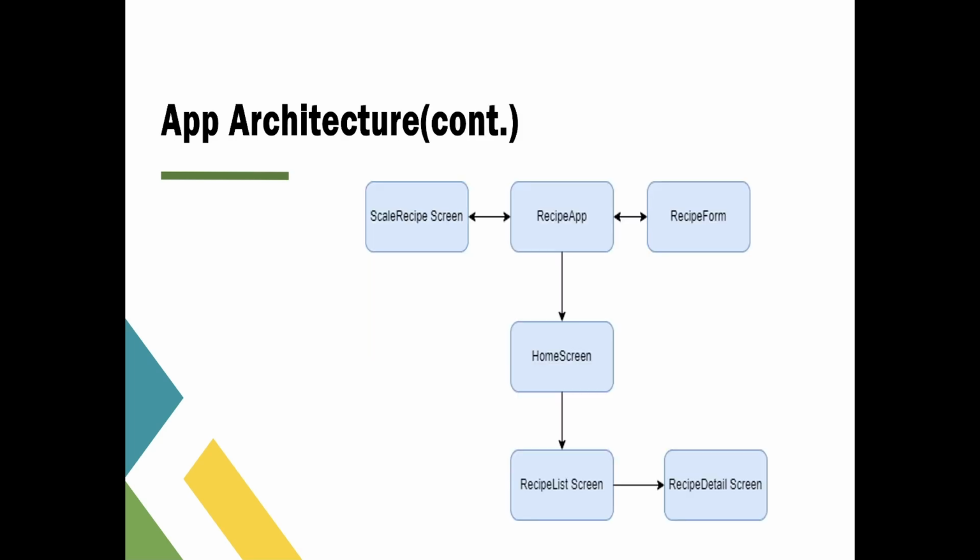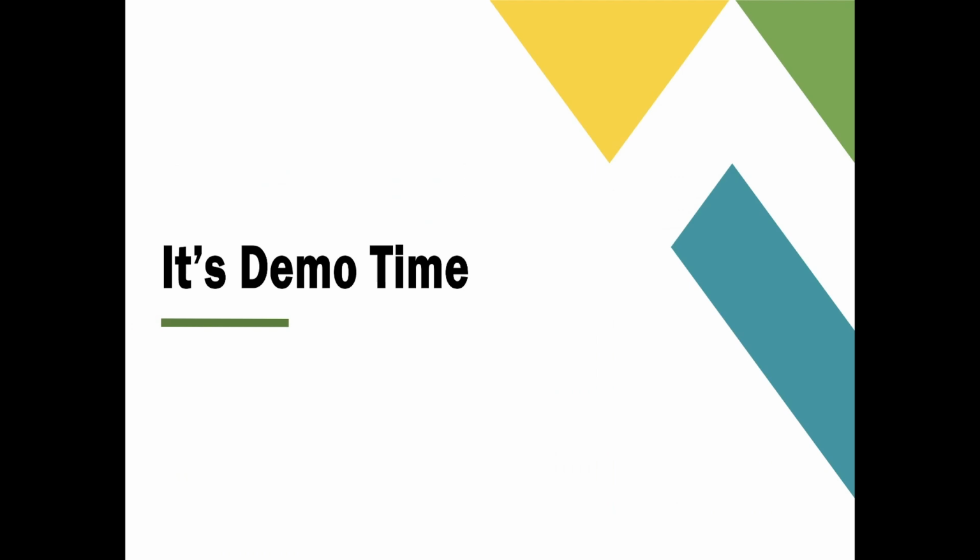For the widgets of the mobile application, we have a root class of recipe app, and in here we have the scale recipe screen and recipe front that are stateful, and below that we have mostly stateless widgets that come from the root class. Now it's demo time.